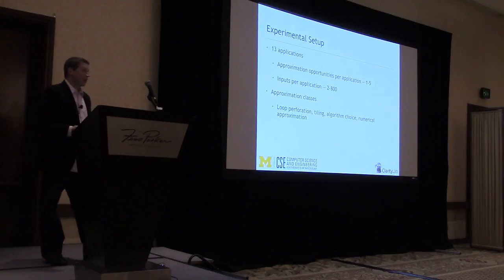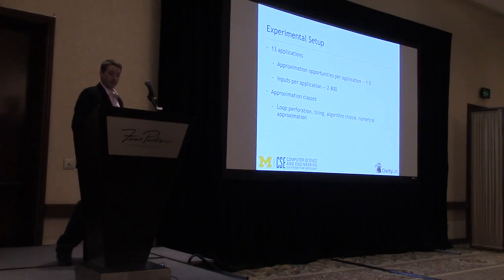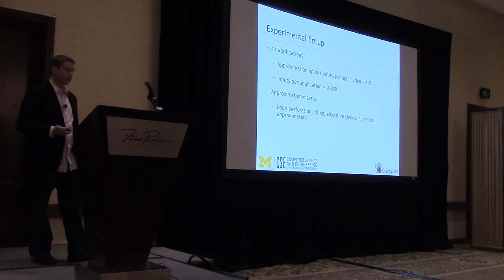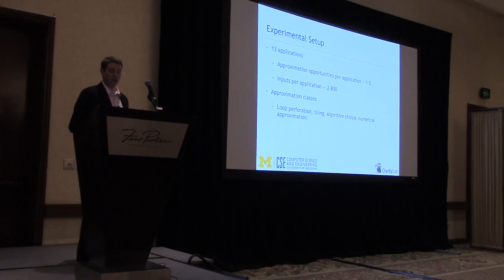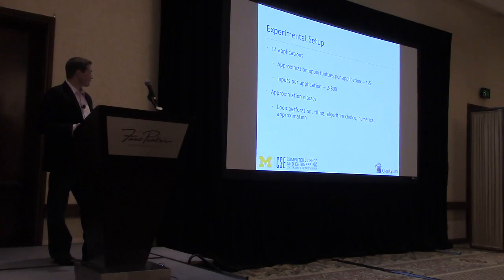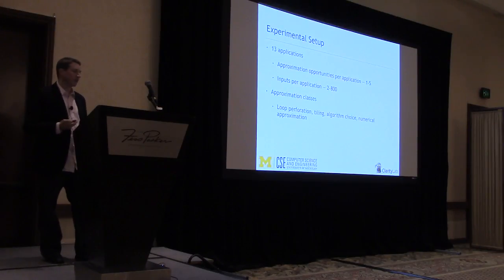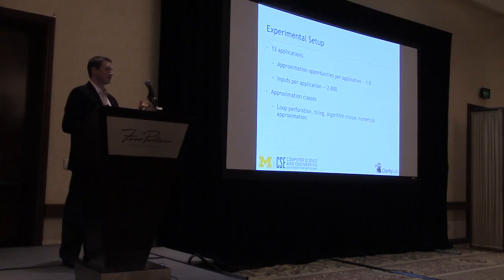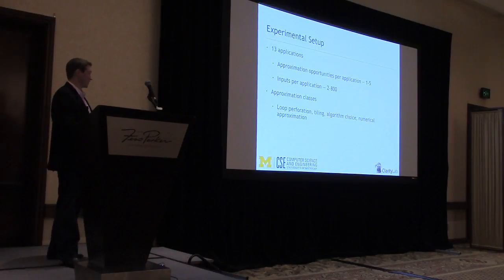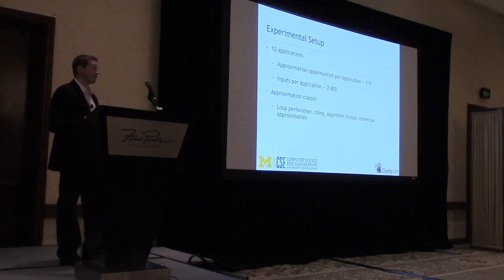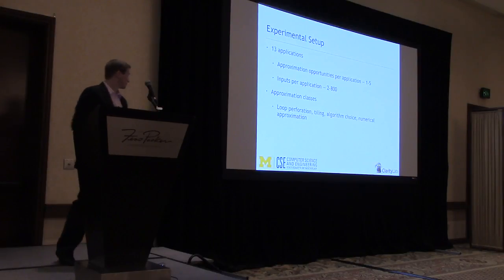We apply 4 different classes of approximation techniques among these 13 applications. In some cases, they're mixed together within the application. These approximation classes are loop perforation, tiling, algorithm choice, and numerical approximation. It's not really important to understand the details of how these techniques themselves work. Really, the key to understand is that they all have these knobs, these parameters that need to be set, choosing how aggressively to approximate. It's the job of the IRA runtime system to set those knobs.